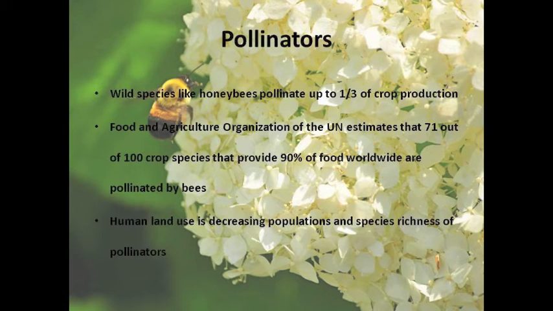Pollinators are a critical component of natural ecosystems because the majority of the world's plant species rely on animal pollinators for sexual reproduction. Wild species such as honeybees are said by researchers to be responsible for pollinating around 1/3 of the world's crop production. The Food and Agriculture Organization of the United Nations estimates that of the 100 crop species that provide 90% of food worldwide, 71 are pollinated by bees.